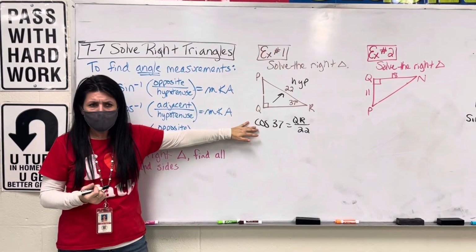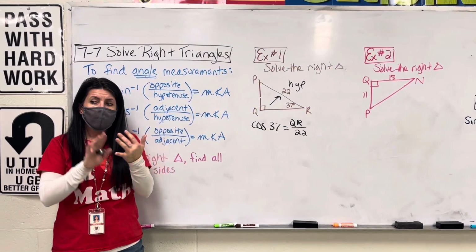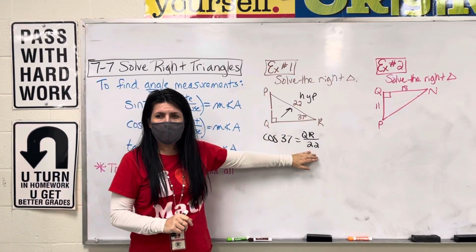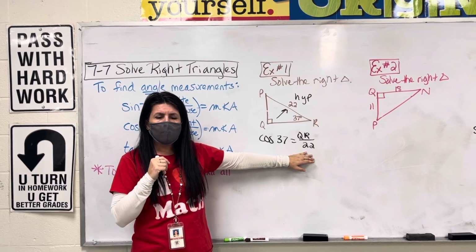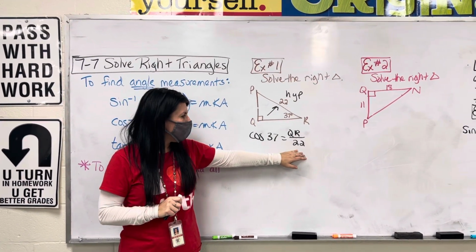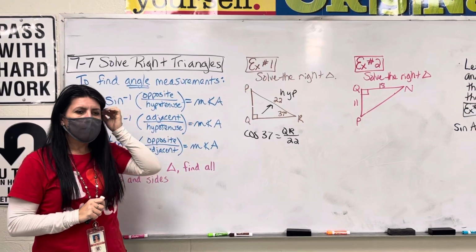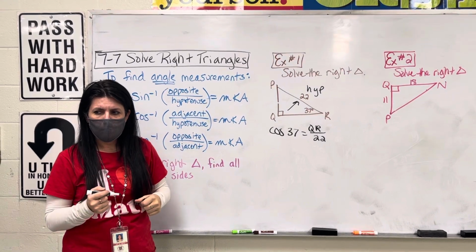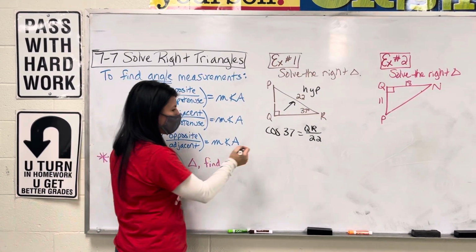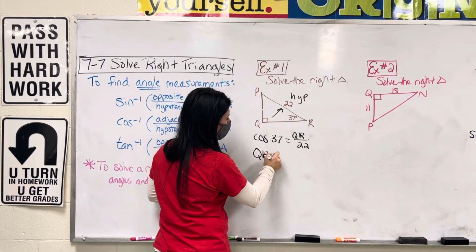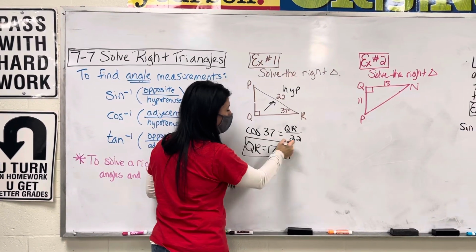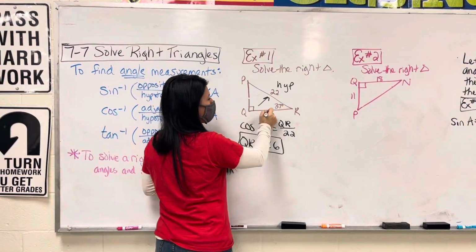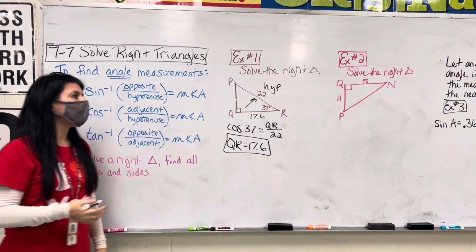This is what we already did. The hardest part about this is figuring out which function to use and what to plug in where. So you should know how to solve this already. On your calculators, if you don't have Desmos open, have that open for me. I need the cosine of 37 times 22. What do we get? 17.6. Good. So QR is 17.6. We're always going to round to the tenths place just to stay consistent.